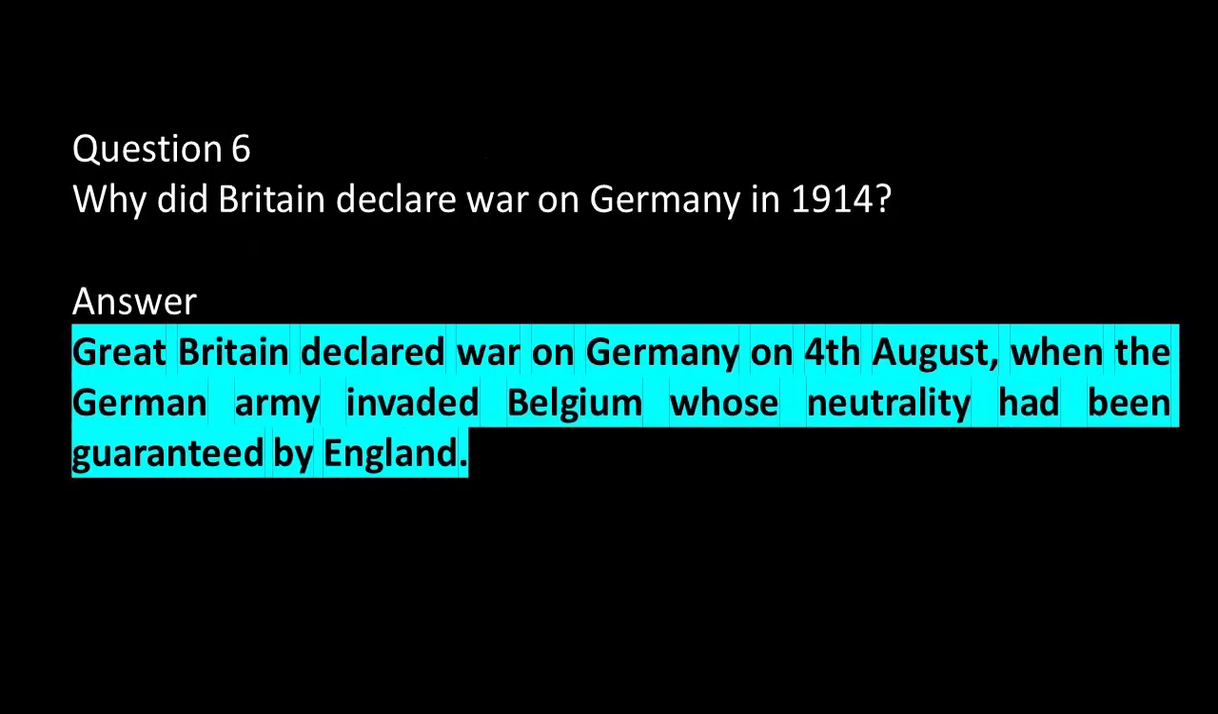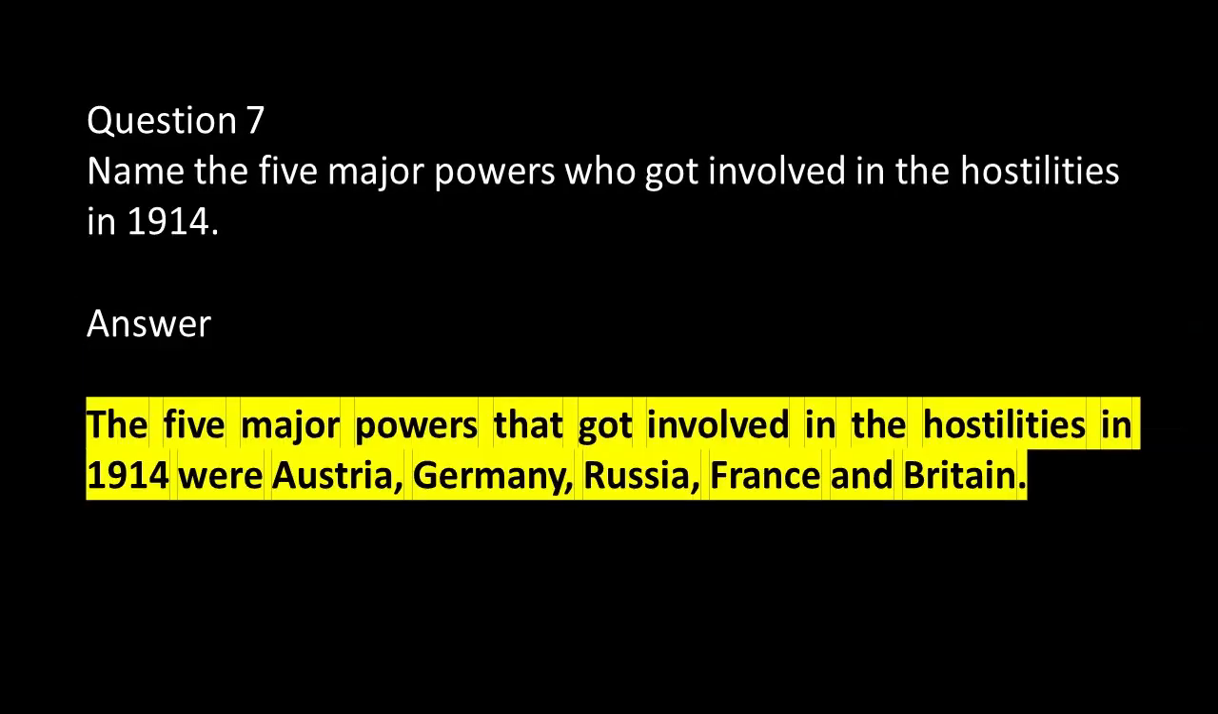Question 6. Why did Britain declare war on Germany in 1914? Answer. Great Britain declared war on Germany on 4 August, when the German army invaded Belgium whose neutrality had been guaranteed by England. Question 7. Name the 5 major powers who got involved in the hostilities in 1914. Answer. The 5 major powers that got involved in the hostilities in 1914 were Austria, Germany, Russia, France and Britain.